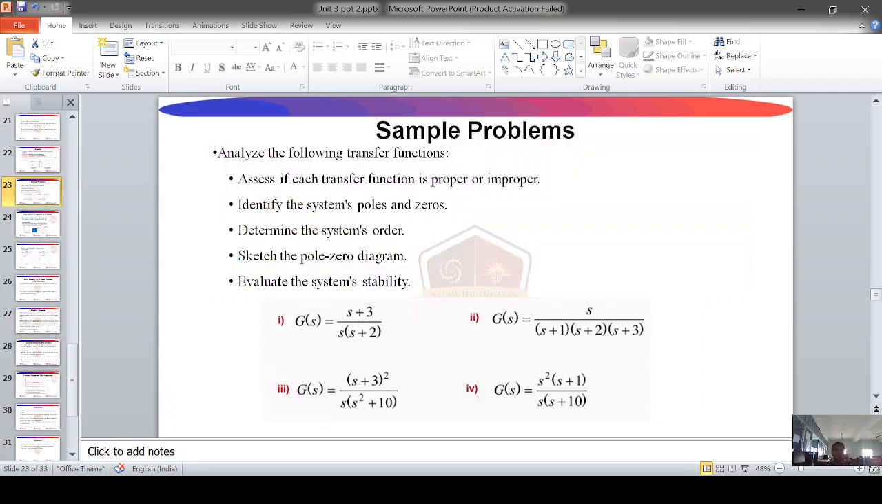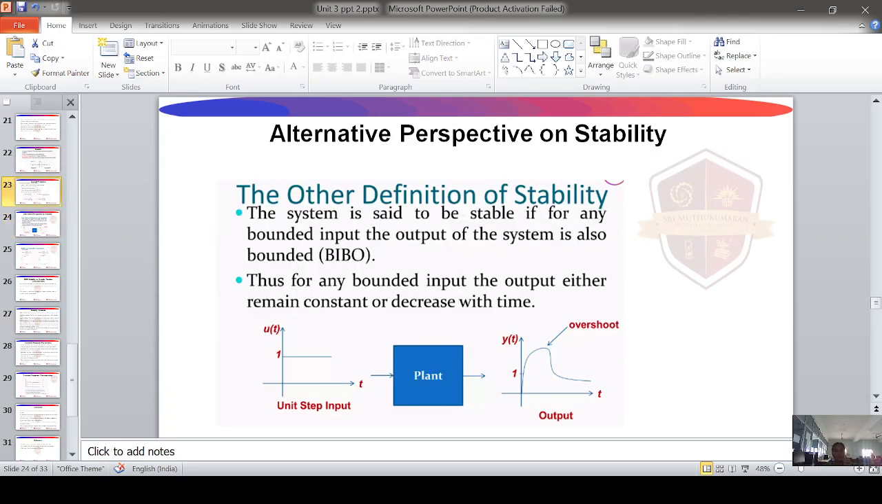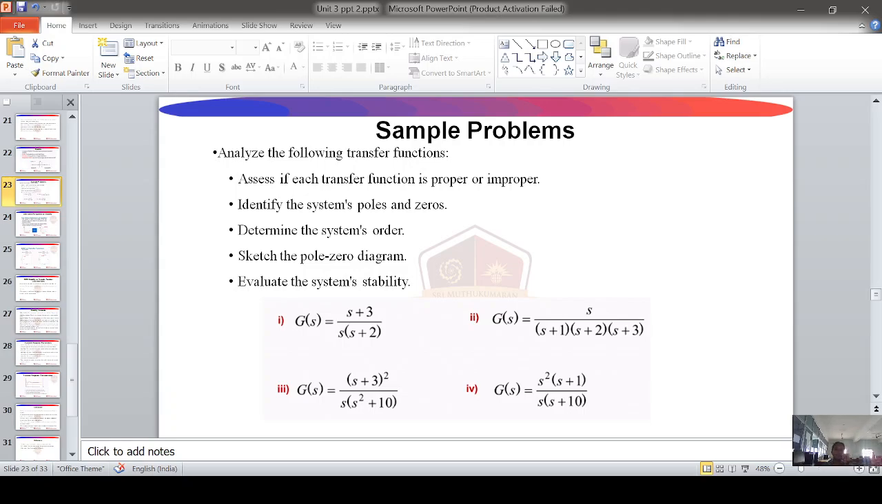Sample problems. Analyze the following transfer functions. Assess if each transfer function is proper or improper, and then identify the system's poles and zeros. Then determine the system's order, sketch the pole-zero diagram, and evaluate the system's stability. In the first one, G of s is equal to s plus 3 divided by s times (s plus 2). Here, the poles are P1 equal to 0 and P2 equal to minus 2. The zero in this problem is z equal to minus 3. Likewise for the second, third, and fourth.